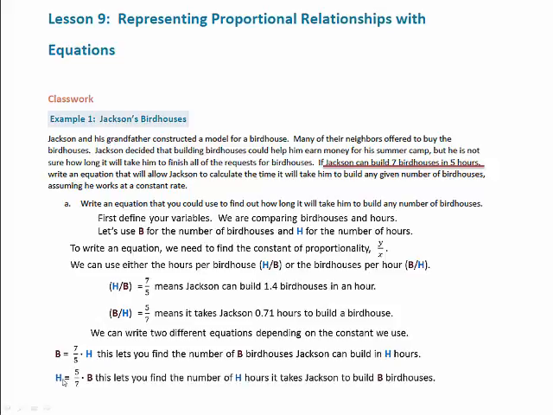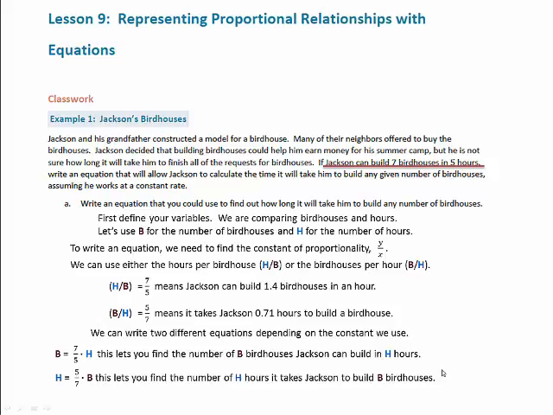If we use the other direction, we would have h equals 5/7 times b. Notice that we swapped the b and the h, and our constant of proportionality is the inverse, or the reciprocal. This second equation lets us find the number of hours it takes Jackson to build b birdhouses.